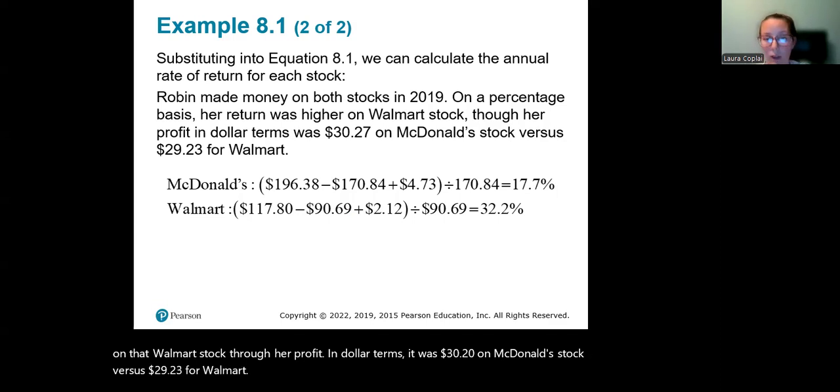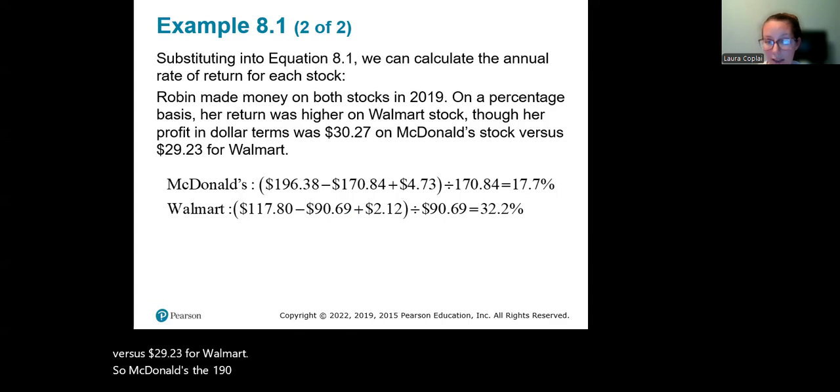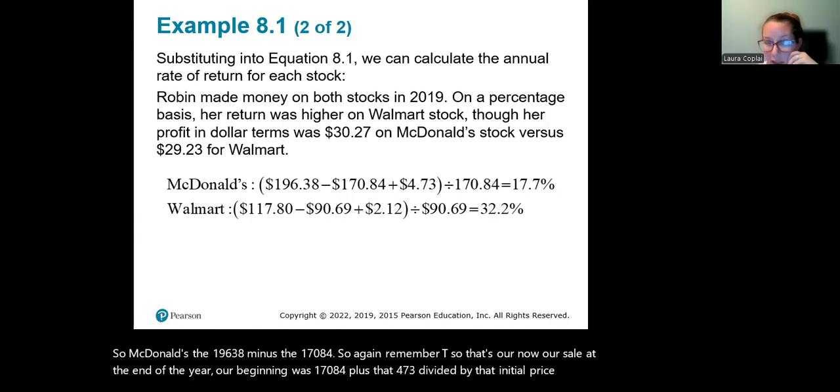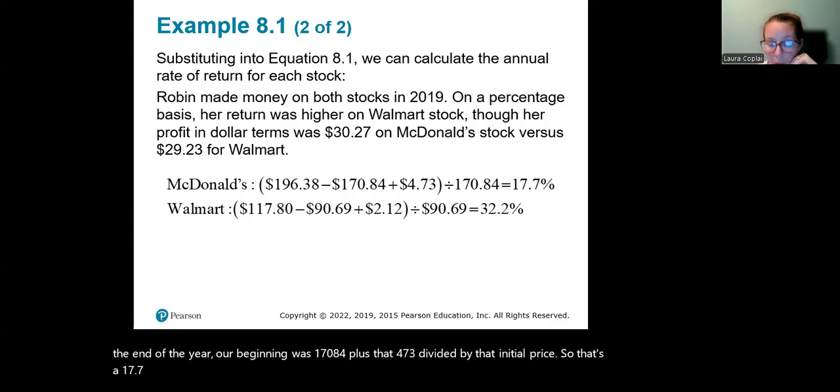So for McDonald's, 196.38 minus the 170.84. Again, remember t, so that's our sale at the end of the year. Our beginning was 170.84, plus that 4.73, divided by that initial price. So that's 17.7% for McDonald's. Walmart was 117.80 minus 90.69 plus 2.12, divided by that initial price of 90.69, which is 32.2%.